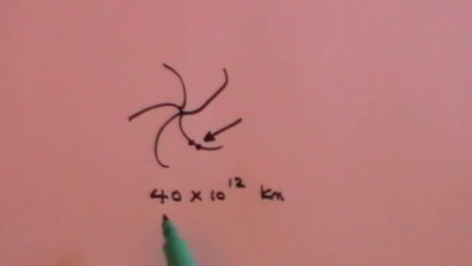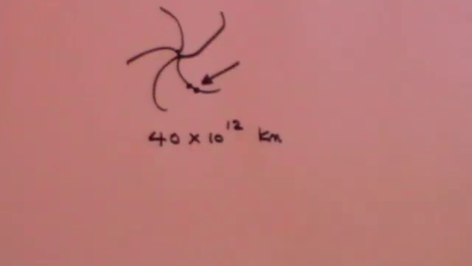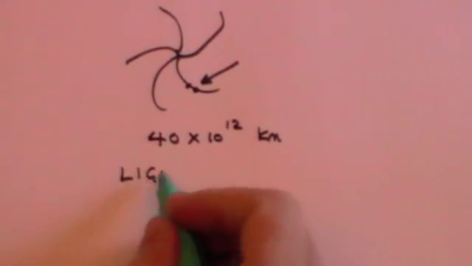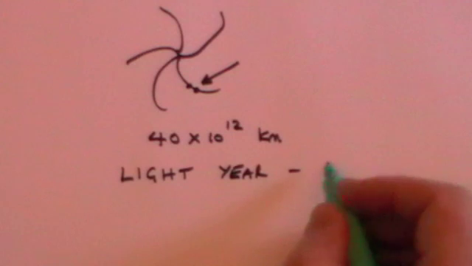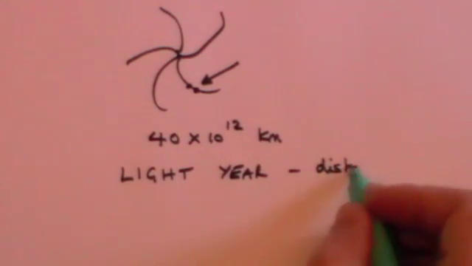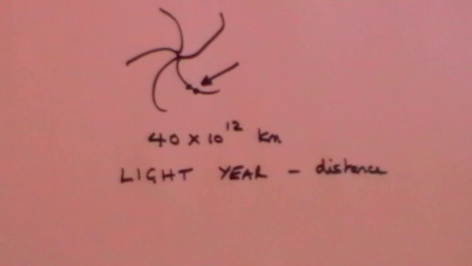Now, if this is the distance between us and the next star, you can see that universal distances are massive, 10 to the 12 kilometres. We need another unit which is easier to use. And the unit that we use is called a light year. And it's quite simple. A light year is actually a measure of distance, not, as it may seem, a measure of time. A light year is the distance which light travels in 1 year.